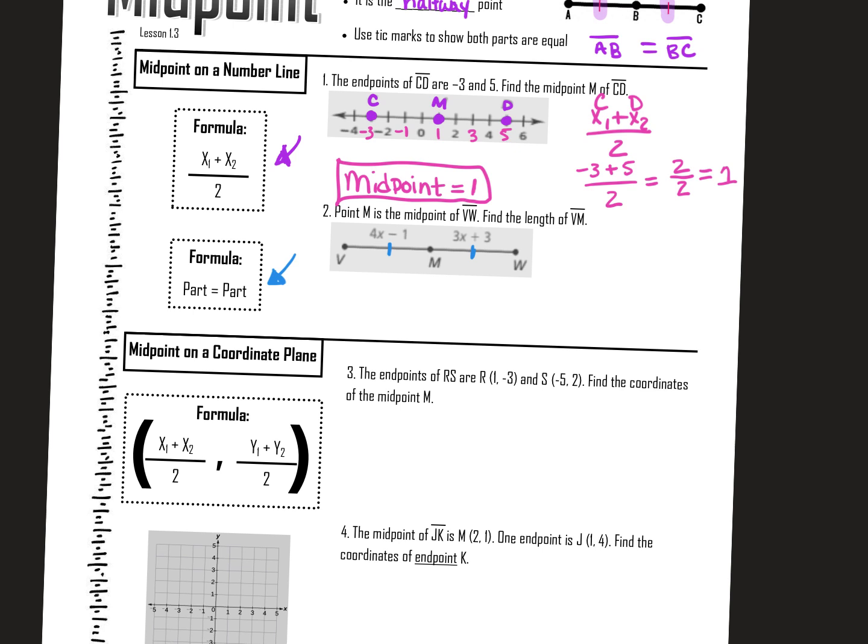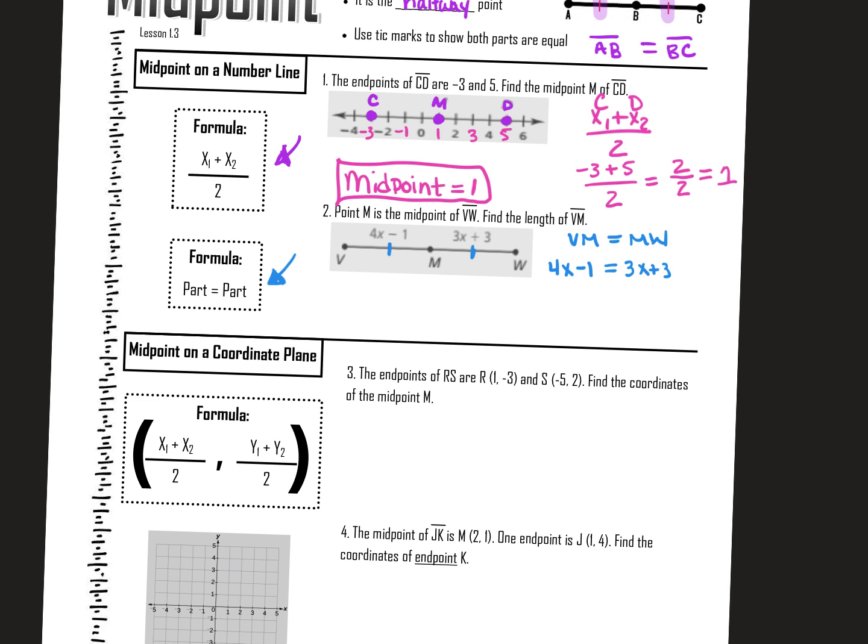I always tell my kids to go ahead and write this out. So VM equals MW. That way you remember. And then VM is represented by the expression 4x minus 1. And then we're going to put our equal sign. And then MW is represented by 3x plus 3.